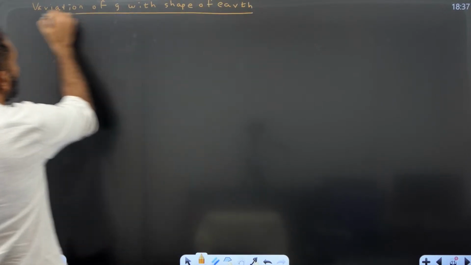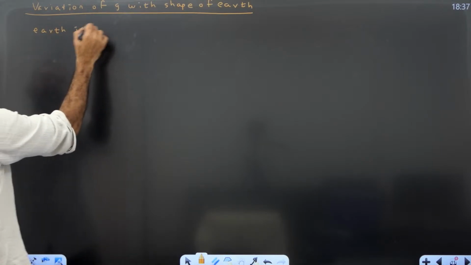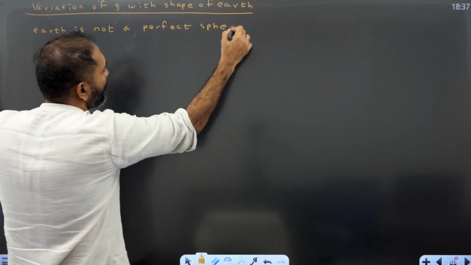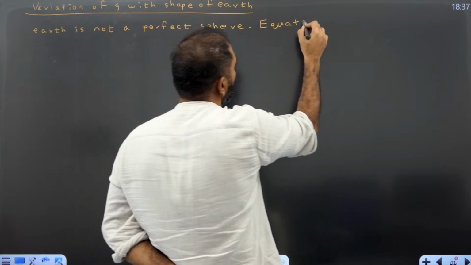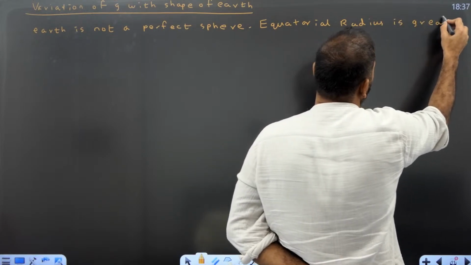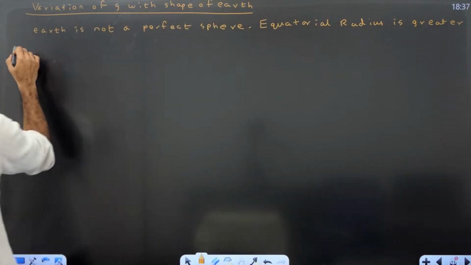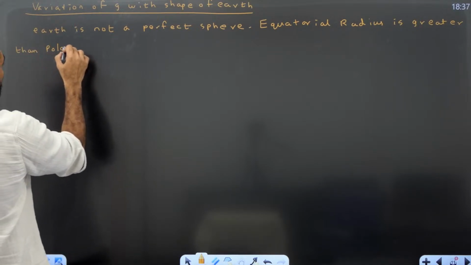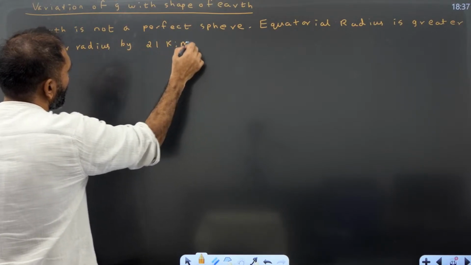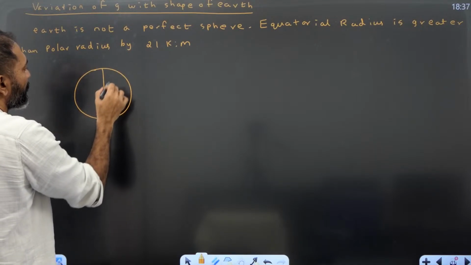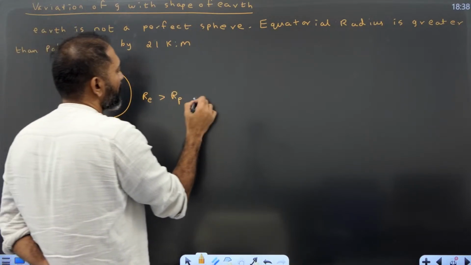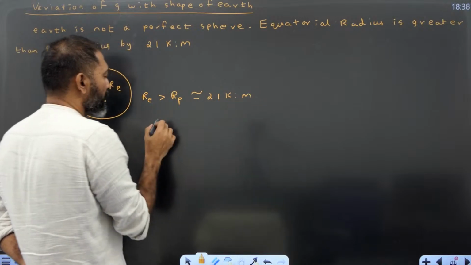Note that Earth is not a perfect sphere. Equatorial radius is greater than polar radius by 21 kilometer. Suppose this is earth, this is equatorial radius, this is polar radius. So equatorial radius is greater than polar radius by an amount what? 21 kilometer. So what is g?